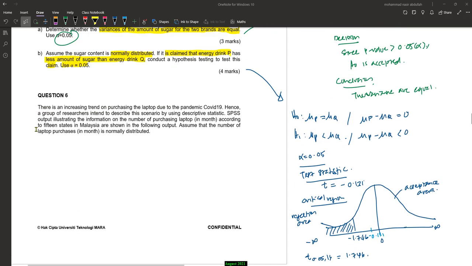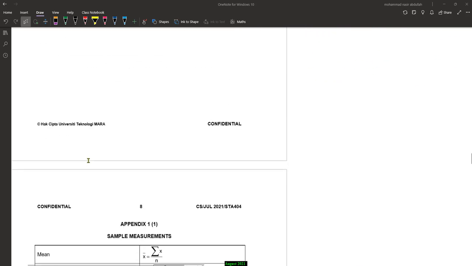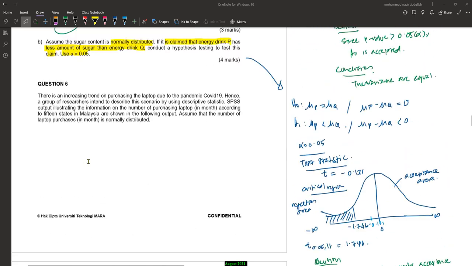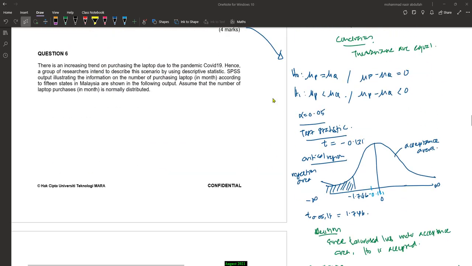So now we move to question number 6. There is an increasing trend on purchasing a laptop due to the COVID-19 pandemic. Hence, a group of researchers intend to describe this scenario using descriptive statistics. The SPSS output illustrates the information on the number of laptops purchased according to 15 states in Malaysia.